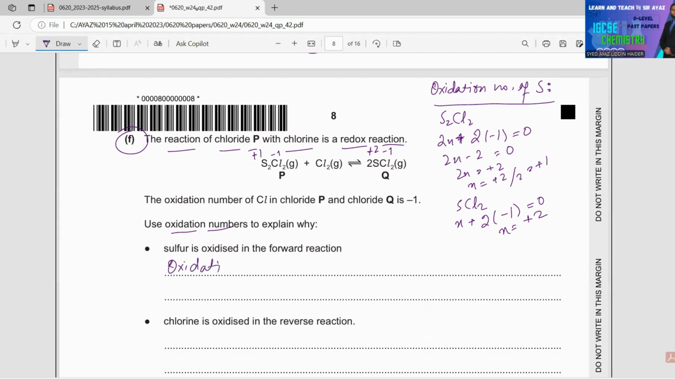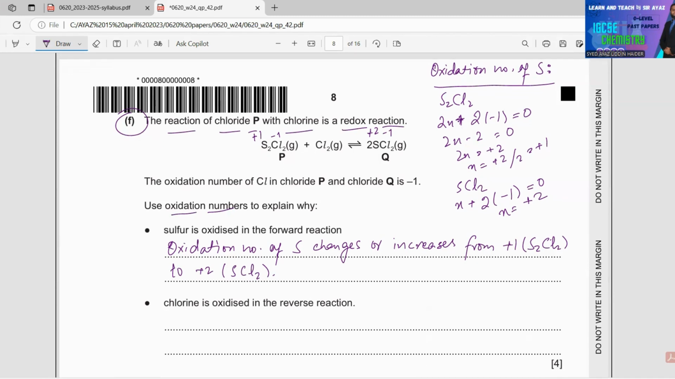Oxidation number of S changes or increases from +1, which is in S2Cl2, to +2, which is in SCl2.